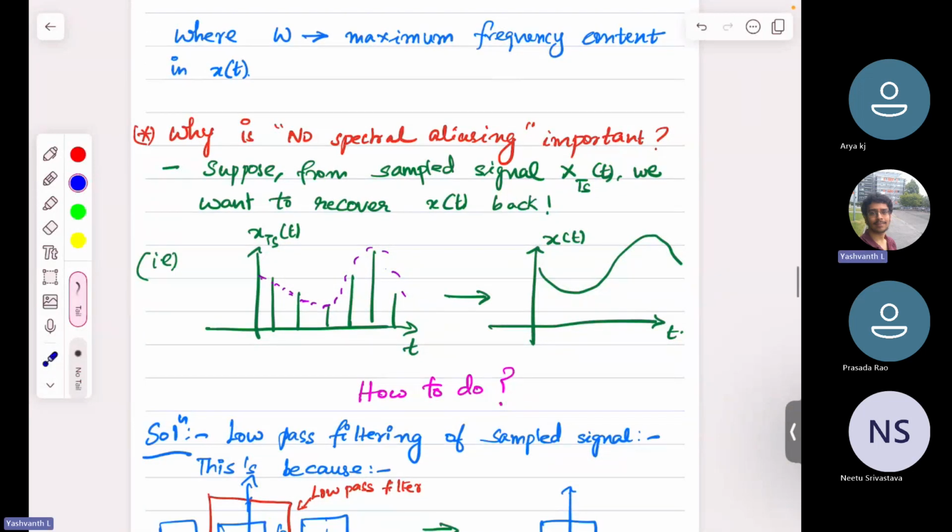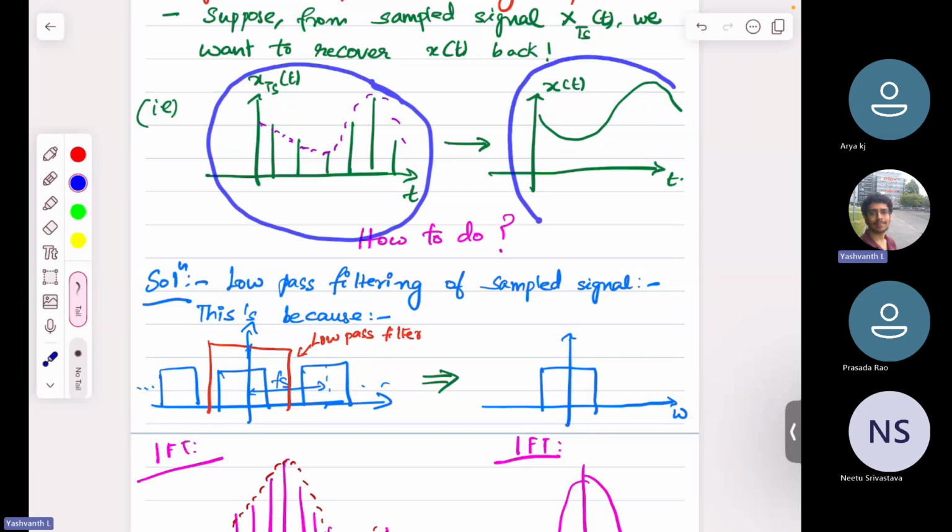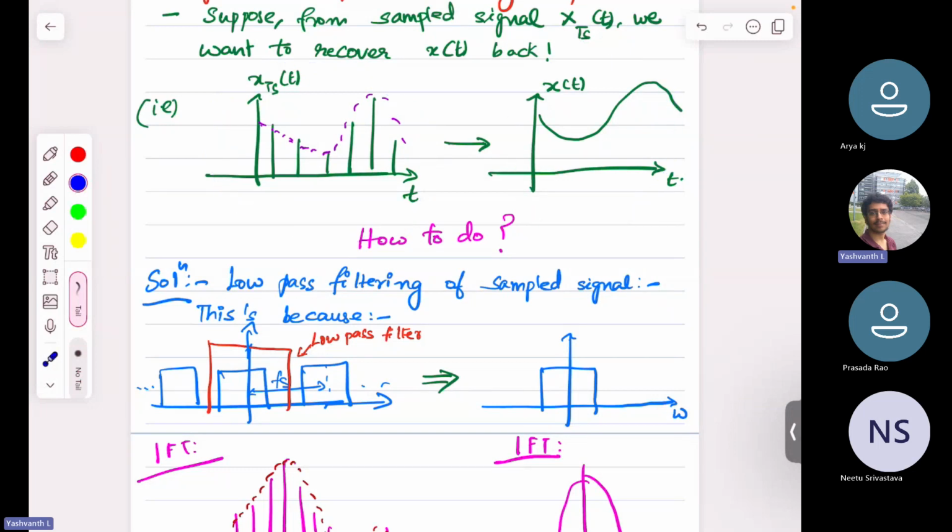One solution is, I know that the Fourier transform of this continuous sampled signal will be the periodic version of the continuous time signal. Correct? So let's say the solution is something like this. These blue boxes are the different replicas of the original Fourier transform of your original signal x of t.